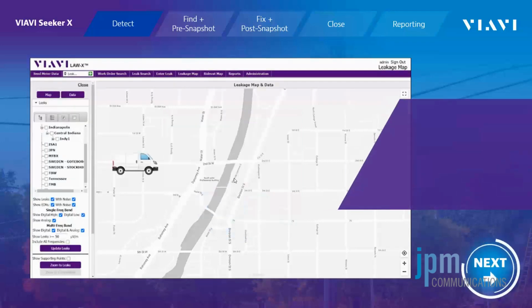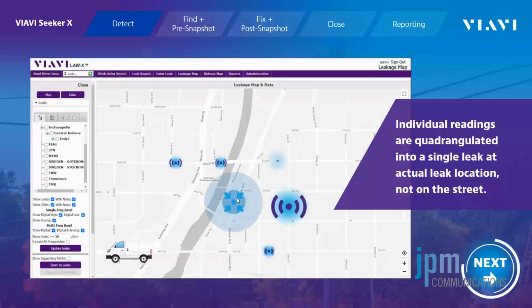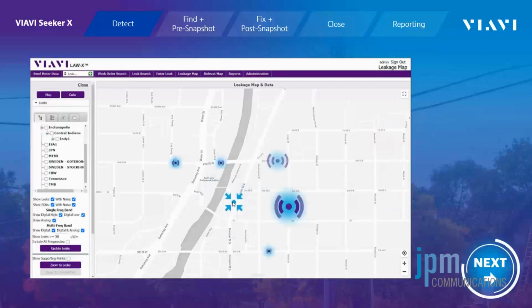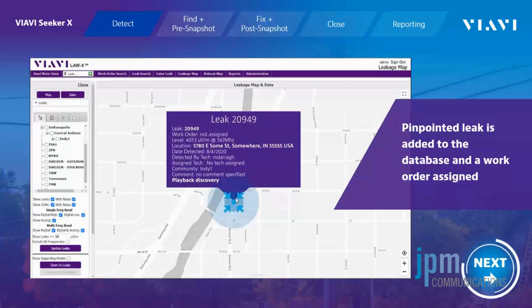Now, a big benefit of VIAVI's quadrangulation algorithm is we actually very accurately locate the leak directly where it is, not to the nearest location on a street. So we can tell you where it is, and if it's in a big field, then we can get you significantly closer than a competing system would, which puts you on the street, not out where the leak actually is.